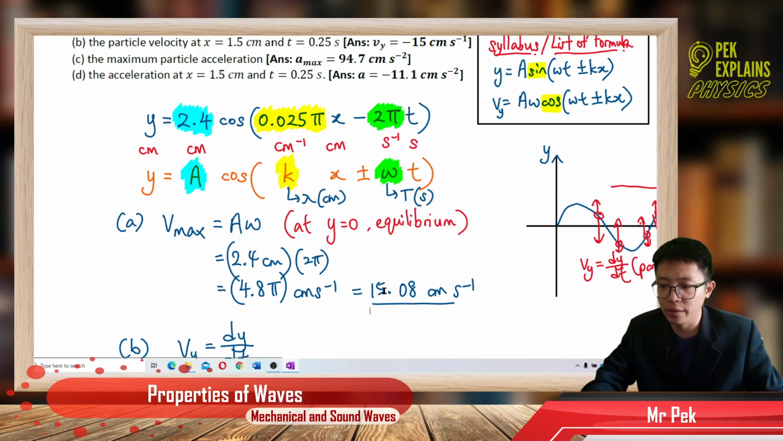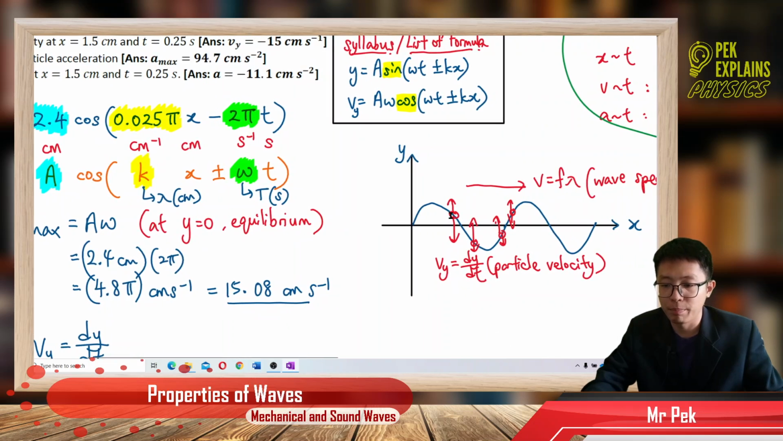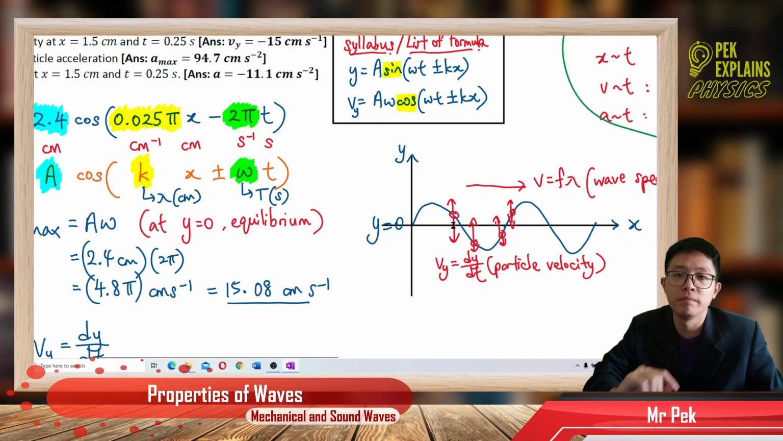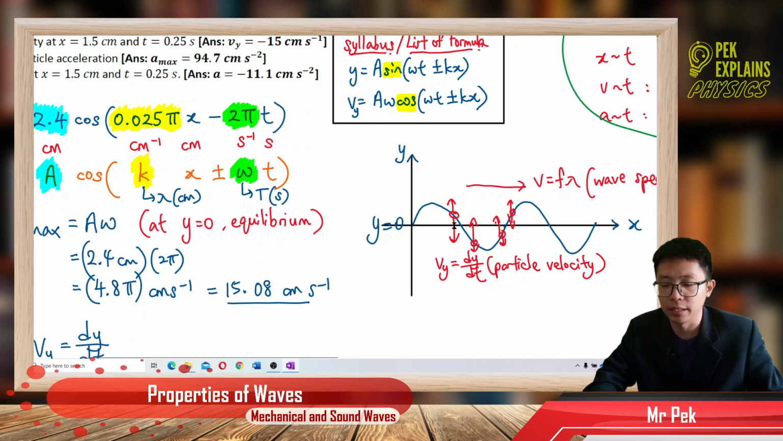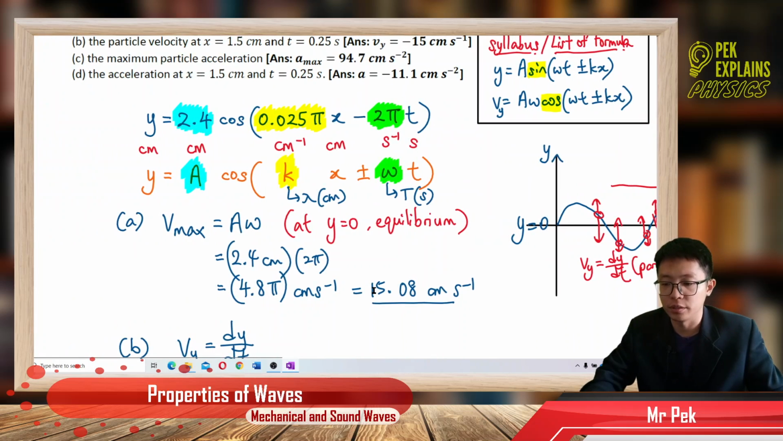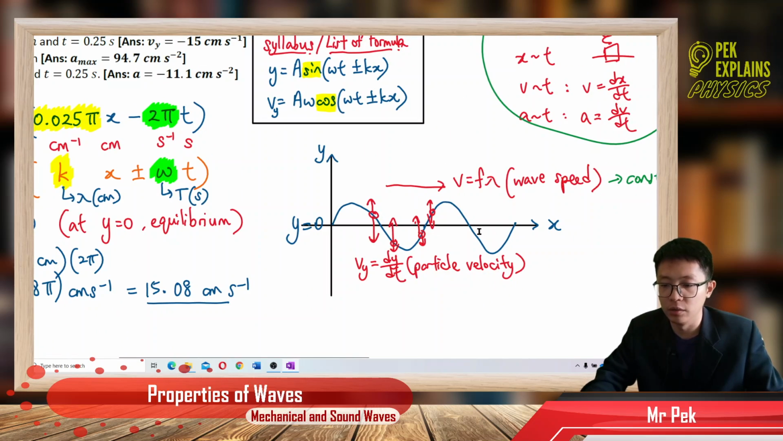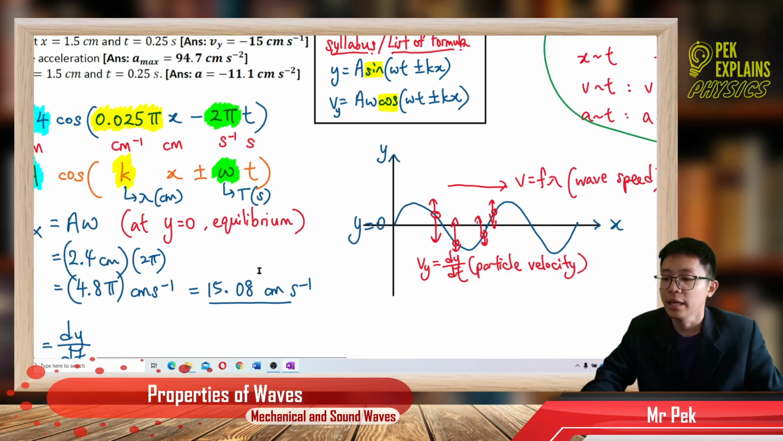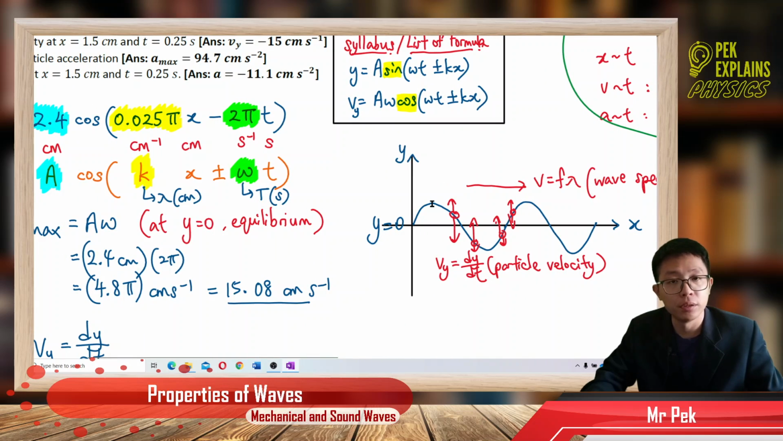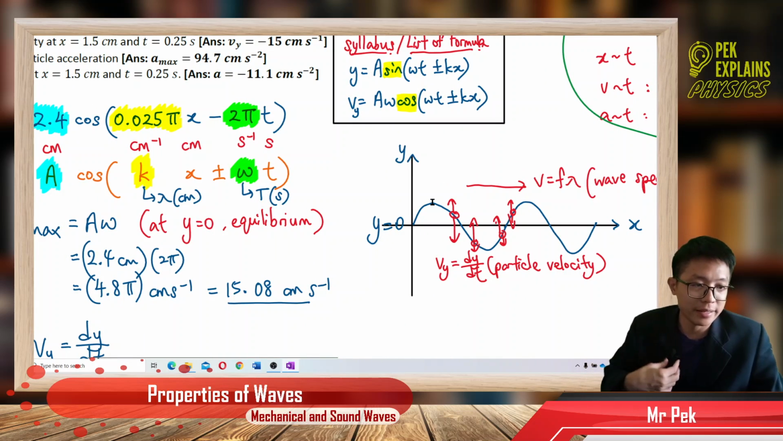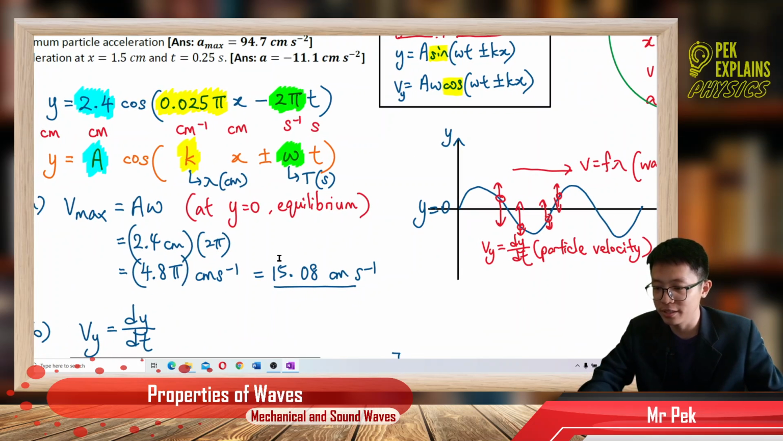And this maximum speed happens at the equilibrium position. When the particle reaches y equals 0, which is here, the equilibrium position, the particle has the maximum particle velocity, A omega, which is 15.08 centimeter per second. Yeah, at the equilibrium, at this line over here. When the particle goes to the amplitude, velocity becomes 0. All right. Very clear, my explanation.